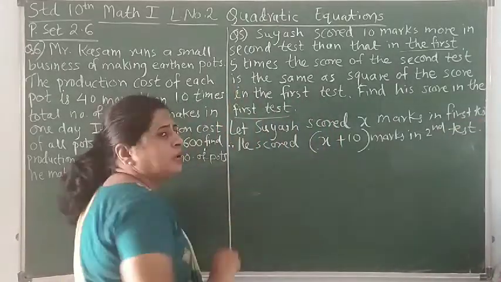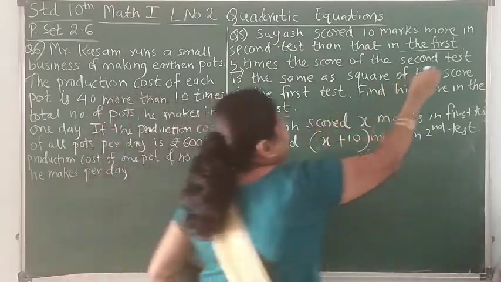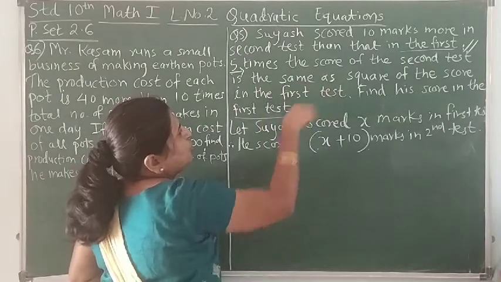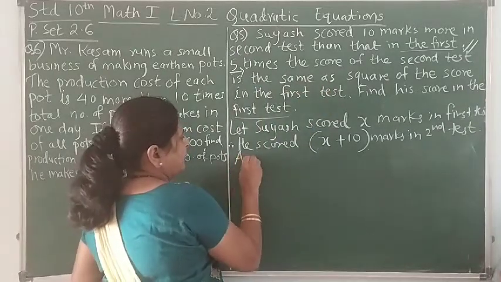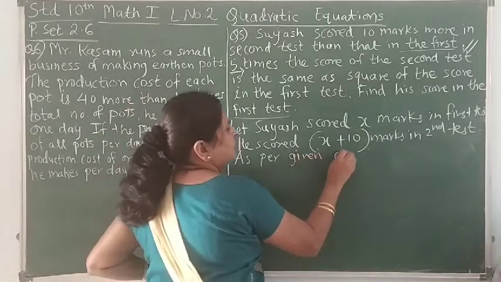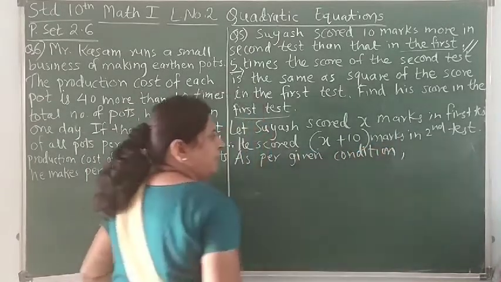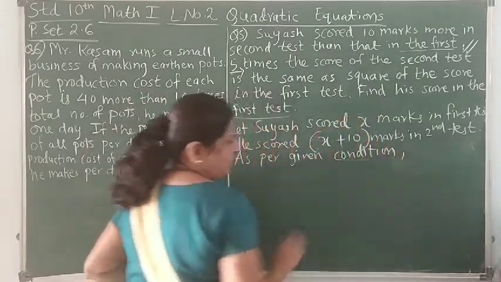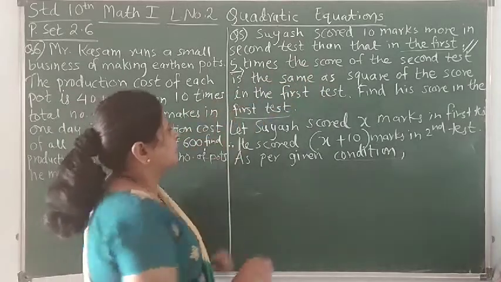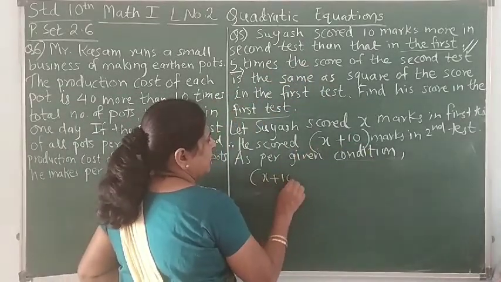Now we have to frame the equation. For this, let's read from here. We have finished till here, full stop. Okay, now let's read. 5 times the score of the second test. So we will first write as per the given condition, or you can write information instead of the word condition. So 5 times the score of the second test. So what is the score in the second test? It is x plus 10.